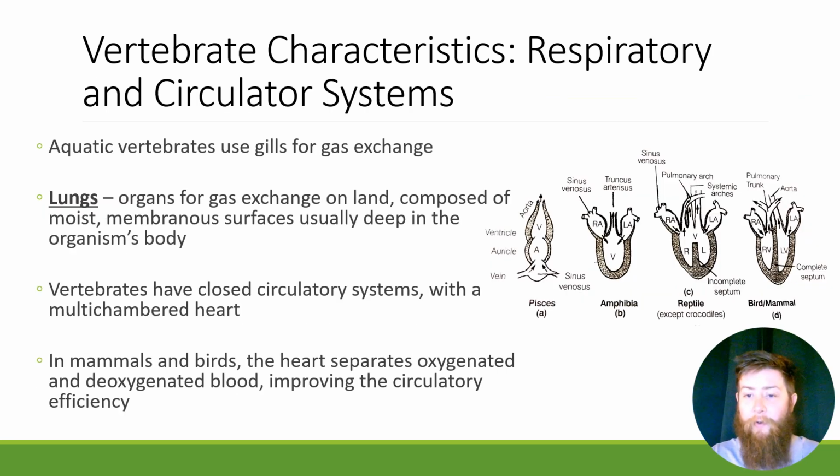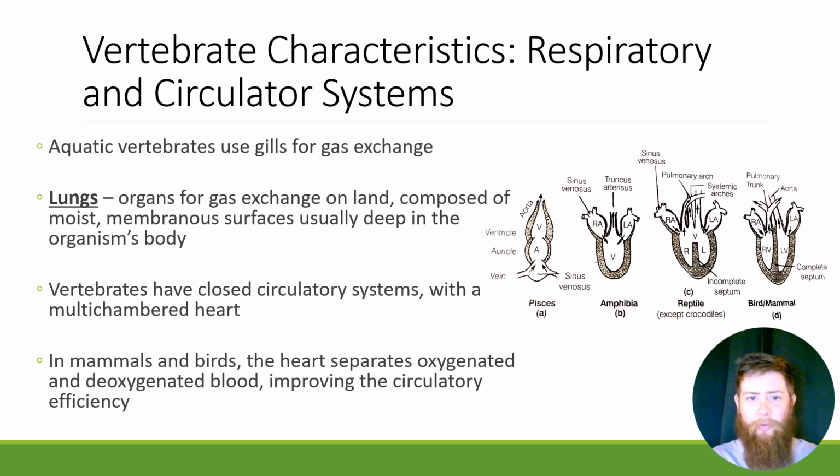We have some respiratory and circulatory systems as vertebrates. Aquatic vertebrates use gills for gas exchange, like we talked about earlier with the invertebrates. But a lot of the vertebrate groups also have lungs, which are organs adapted for gas exchange on land, and they have moist membranous surfaces. They're usually deep in an organism's body, and they do that same thing: breathe out carbon dioxide, take in oxygen.